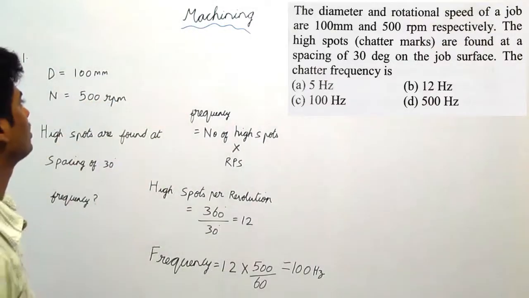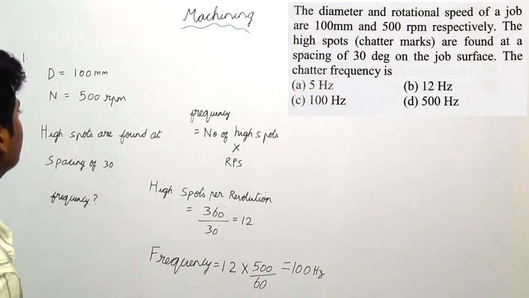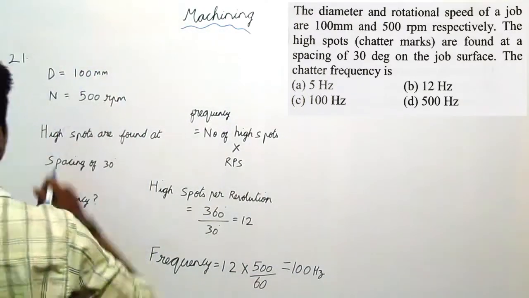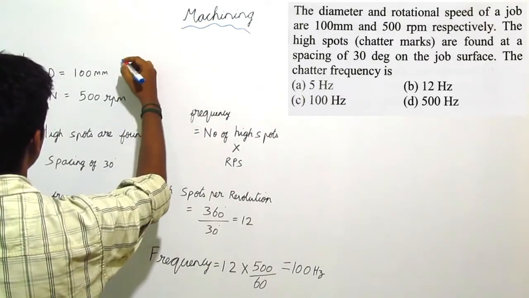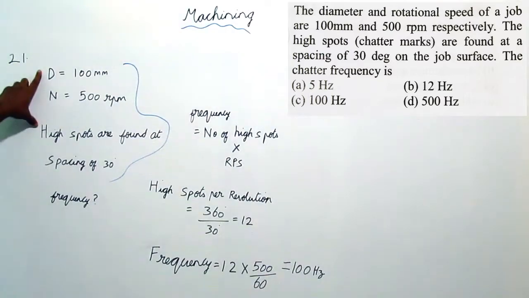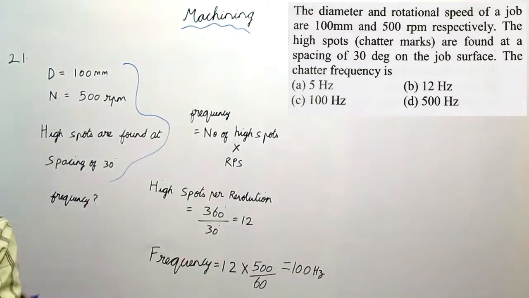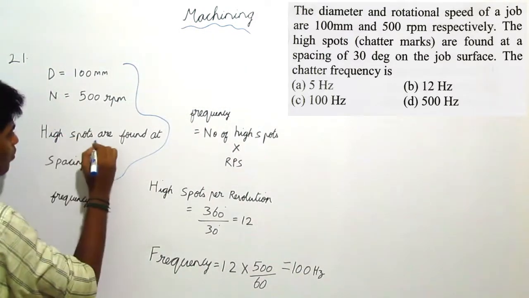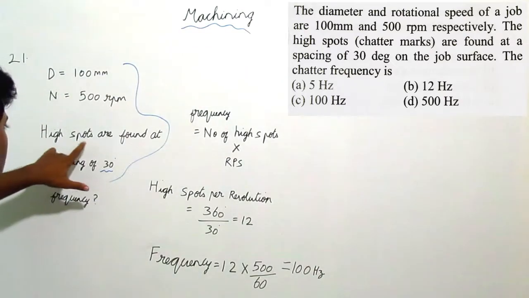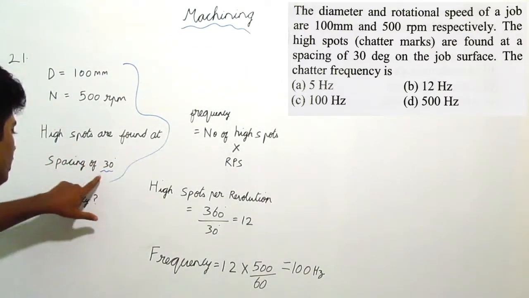Under this machining process, the 21st problem asks us to find the frequency of this operation. Here are the given data: the diameter of the workpiece, the speed, that is 500 rpm, and one more thing, high spots are formed at a spacing of 30 degrees.